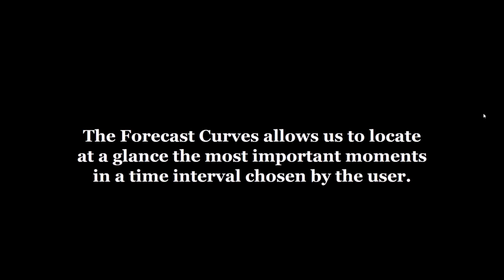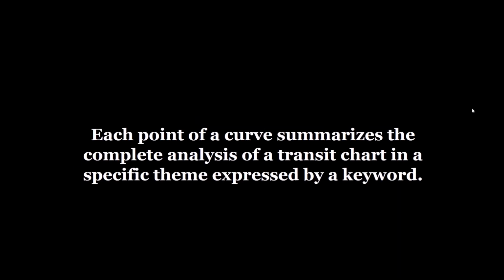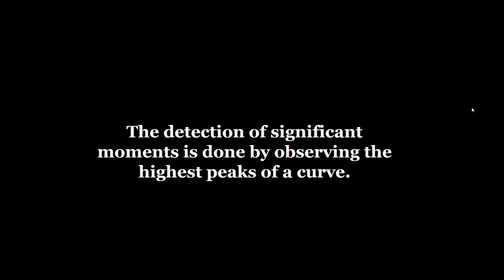The forecast curve allows us to locate at a glance the most important moments in a time interval chosen by the user. Those moments are identified by observing the highest peaks. To create all these curves, the numerical scores of about 60 different keywords are calculated for several consecutive transit charts and represented as a graph in time. Each point of a curve summarizes the complete analysis of a transit chart in a specific theme expressed by a keyword. The detection of significant moments is done by observing the highest peaks of a curve.